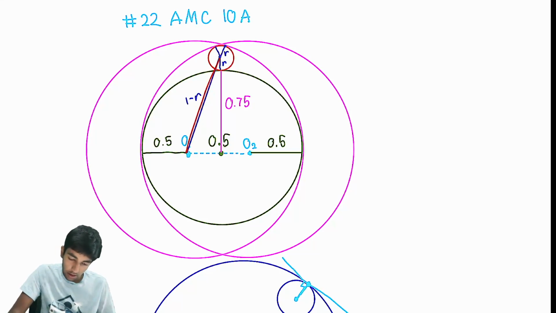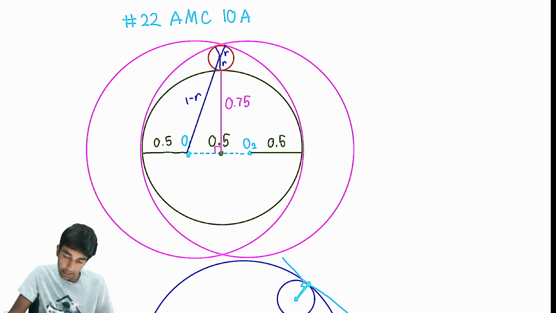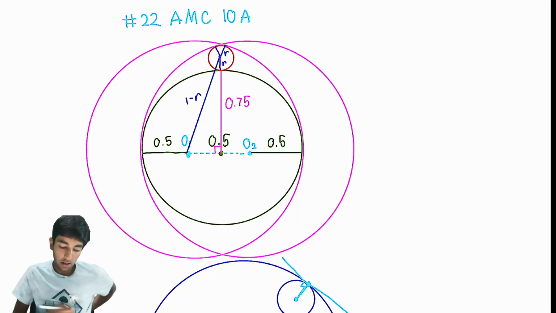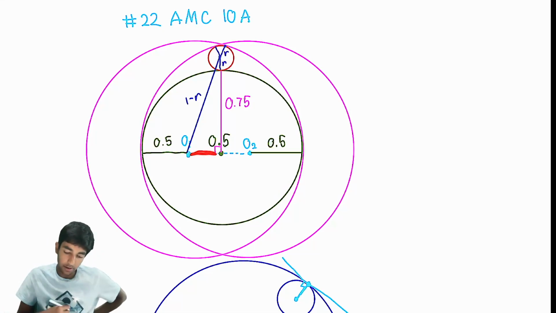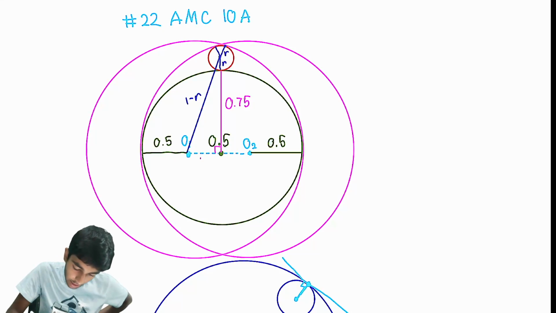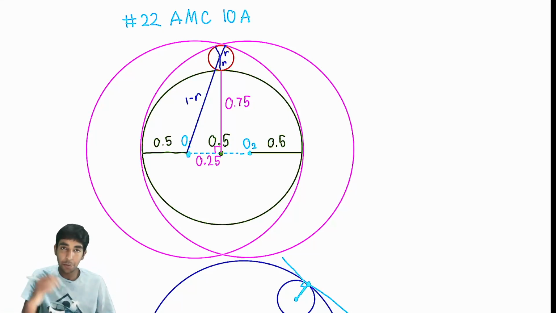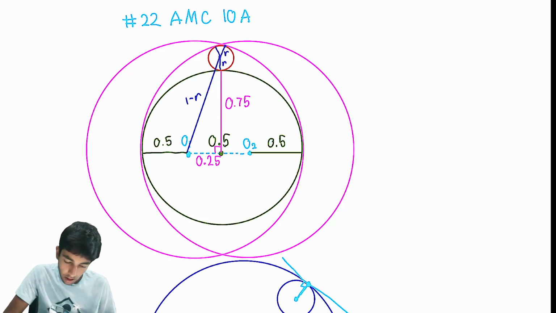1 minus R. This thing is 0.75. Oh wait, this must be 90 degrees. Why must that be 90 degrees? Because this is the height, the symmetric line here. This is the height of the right triangle. Then what is this distance over here? That's just 0.5 divided by 2, which is 0.25 by symmetry. And take a look, we have a right triangle: 0.25, 0.75, and 1 minus R, or 0.75 plus R and 1 minus R.